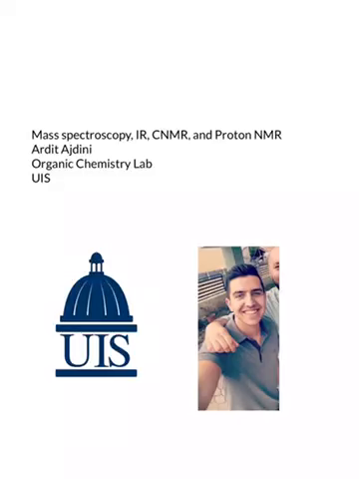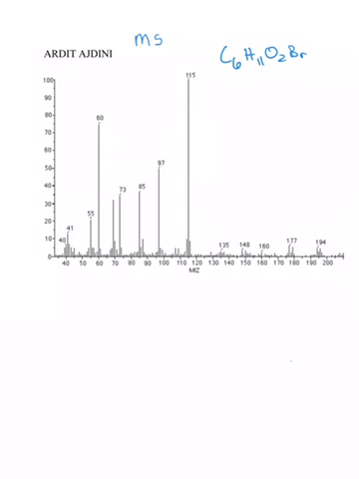I am a student at the University of Illinois at Springfield, and today we're going to be doing spectra analysis of mass spectroscopy, IR, carbon NMR, and proton NMR. The chemical formula of the compound that we are going to be observing today is C6H11O2Br. And we're going to begin by first observing the mass spectroscopy graph that is shown here.